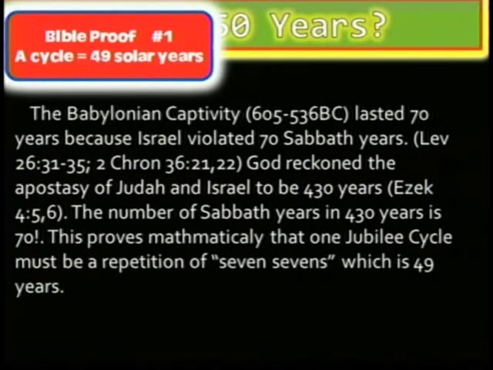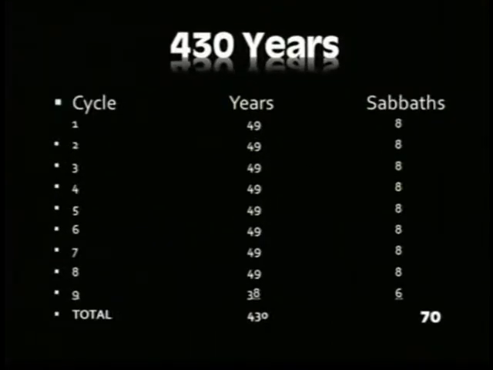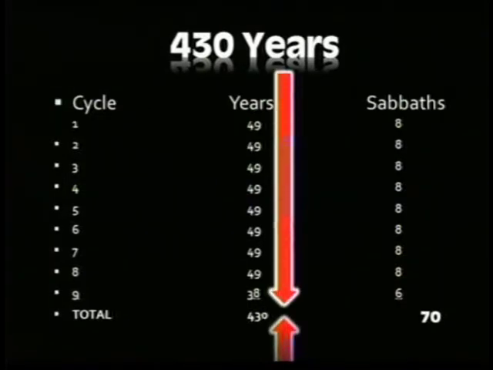So this proves mathematically to a bean counter that 1 Jubilee cycle must be a repetition of 7 sevens, which is 49 years. And here it is broken down. Here's the 430 years. It's broken down into cycles. Each cycle has 49 years.